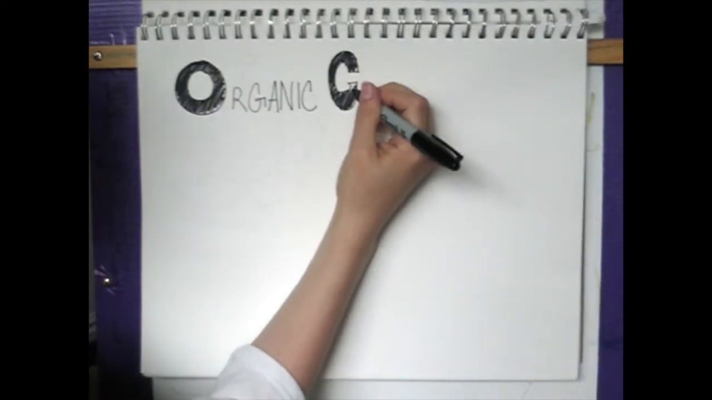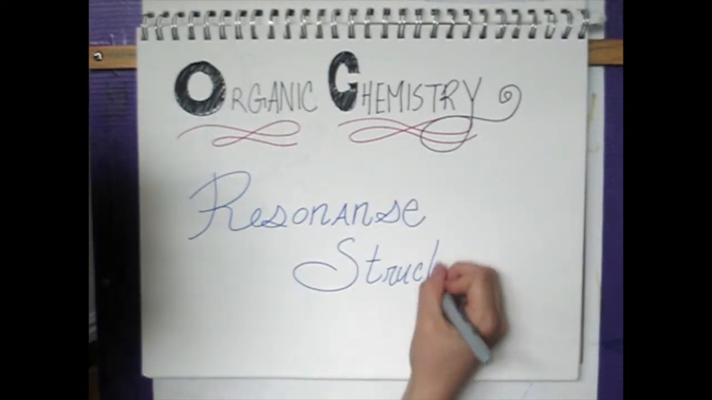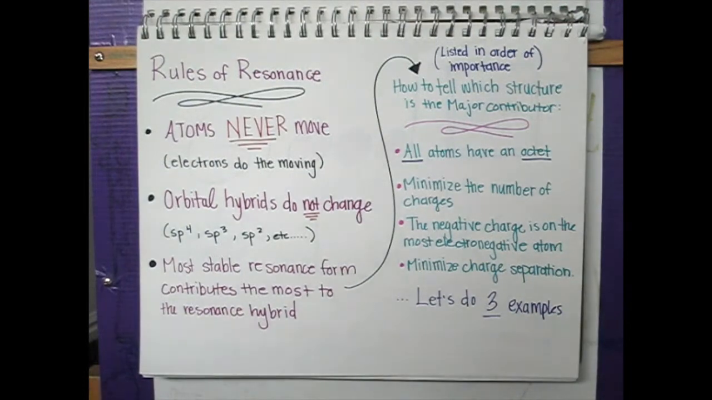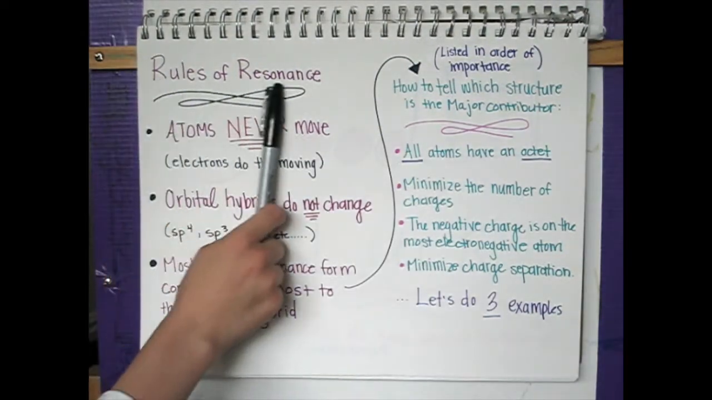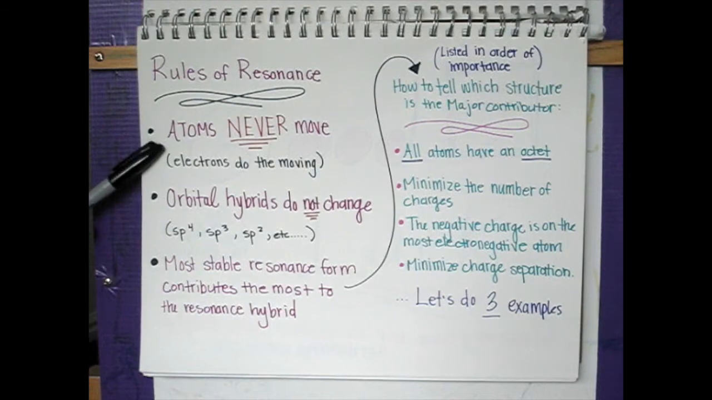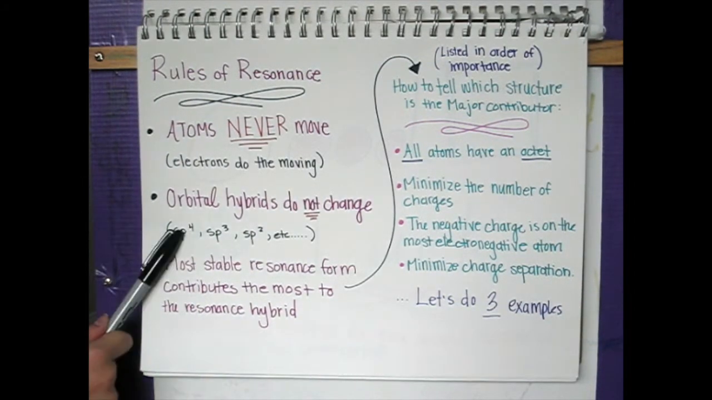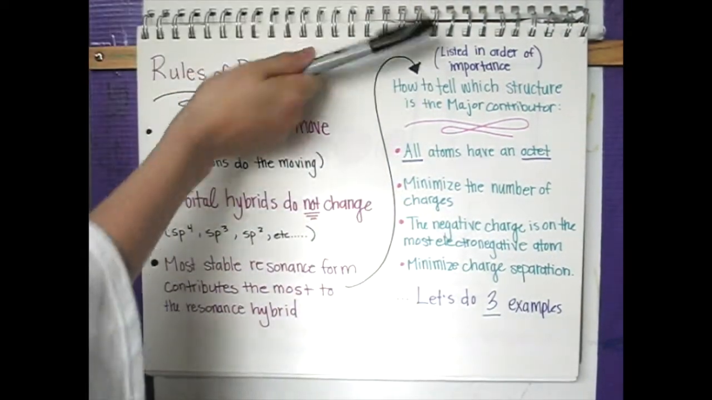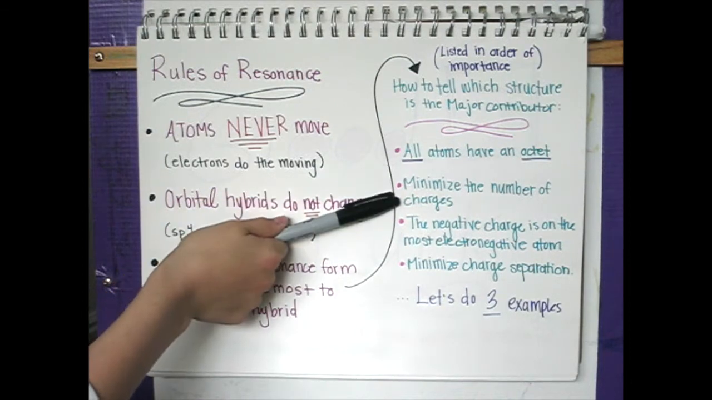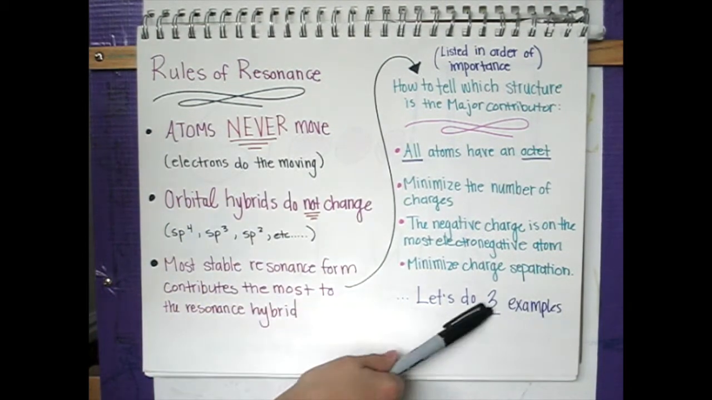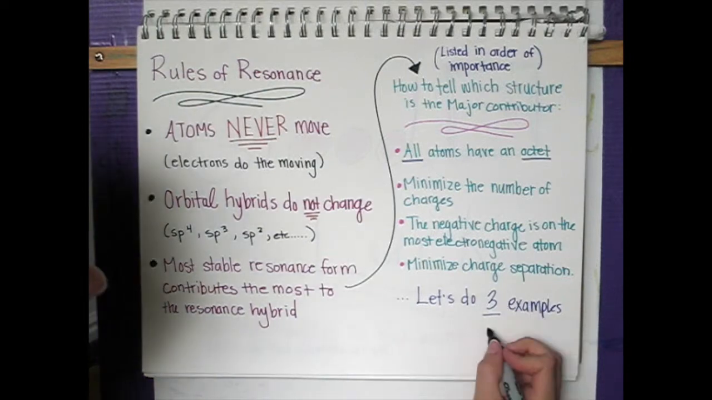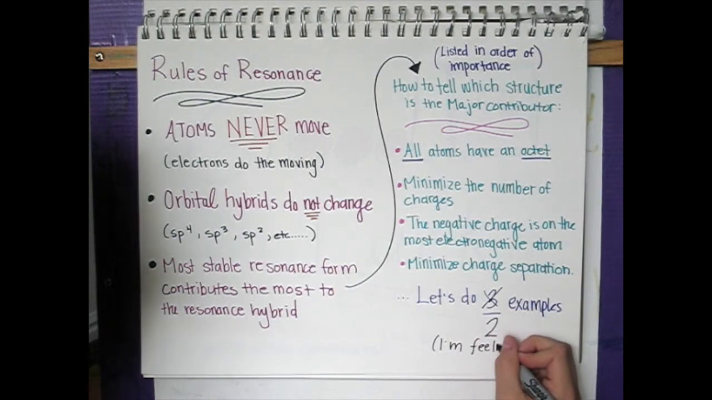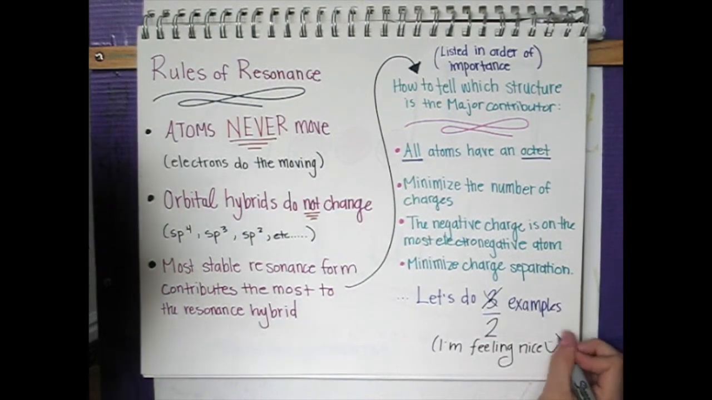Okay, this organic chemistry video is going to be talking about resonance structures, a step-by-step guide. Let's review the rules for resonance. The atoms will never move, only electrons move. Orbital hybrids do not change between structures. The most stable form contributes the most to the overall hybrid. These are how we find what is the major contributor. These 4 criteria are listed in order of importance. So today we're going to do 2 examples of resonance, and we're going to do step by step how to solve them.